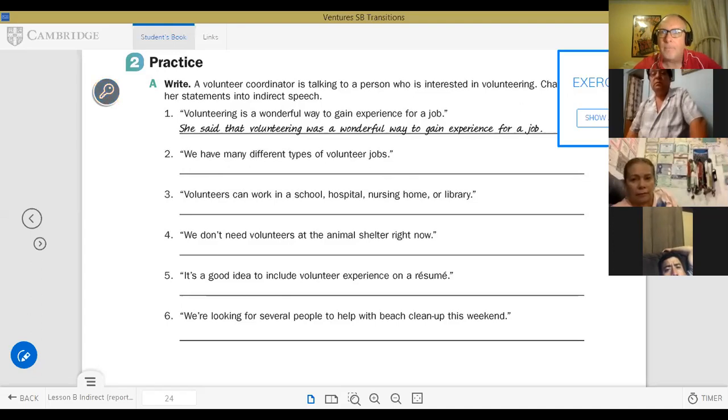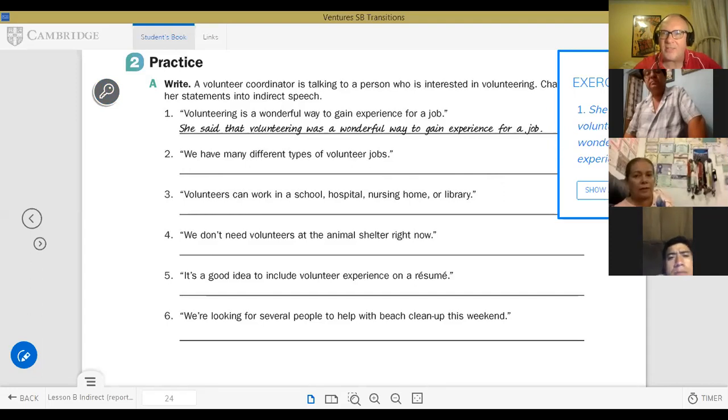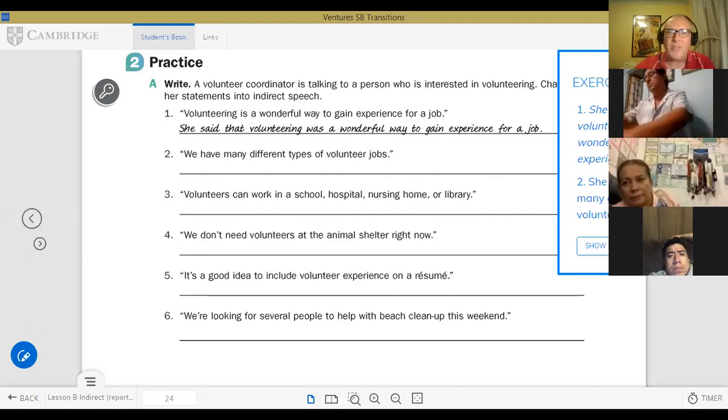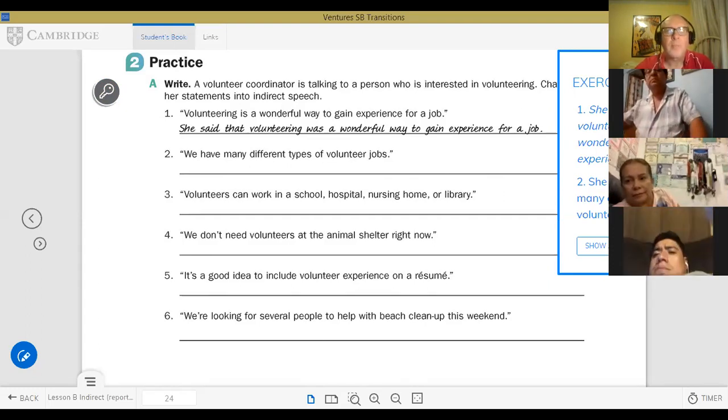They said that they had many different types of volunteer jobs. Right. So she said that. Oops, that's number 1. Here's number 2. She said that they had many different types of volunteer jobs. She said they had many different kinds. They had many different types. Can everybody see the answers? Yes. Okay, good. All right.